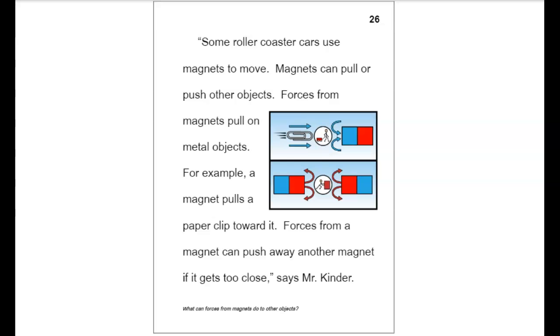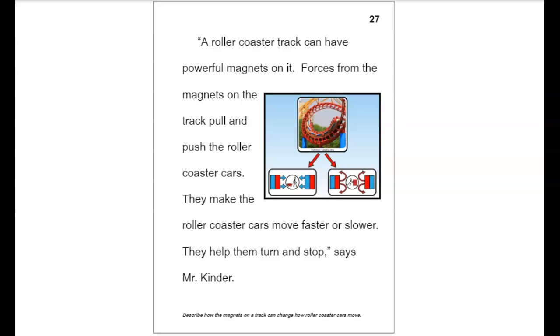Magnets can push or pull the carts around. "A roller coaster track can have powerful magnets on it. Forces from the magnets on the track pull and push the roller coaster cars. They make the roller coaster cars move faster or slower. They help them turn and stop," says Mr. Kinder. Okay, so when the magnets are pulling, they could make the roller coaster go faster. When the magnets are pushing, they could slow down the roller coaster or make them stop.